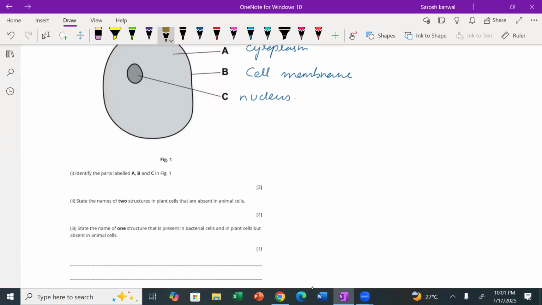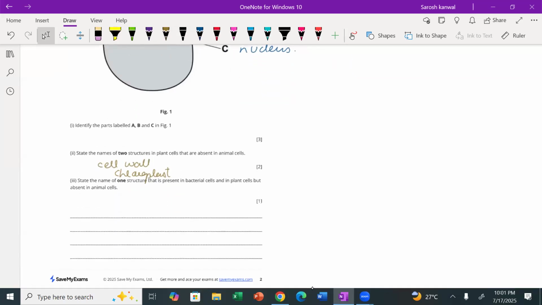Then, state the name of one structure that is present in bacterial and plant cells but absent in animal cells. Yes, Mipsam, cell wall. Yeah, bacterial cells and absent in animal cells.